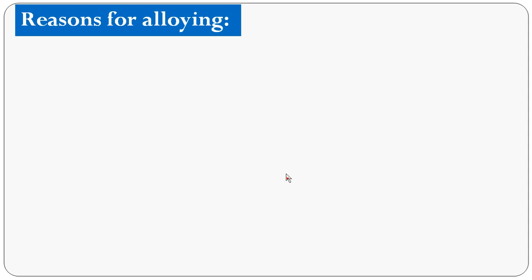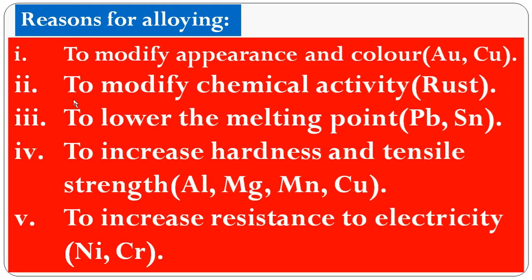Now what are the reasons for alloying? First one, to modify appearance and color. You already wear different shapes and sizes of alloys, that is gold. You can wear different types and shapes of gold ornaments, because you can get the shape by using a small percentage of copper. So you can have a different appearance, to modify the appearance and also its color.